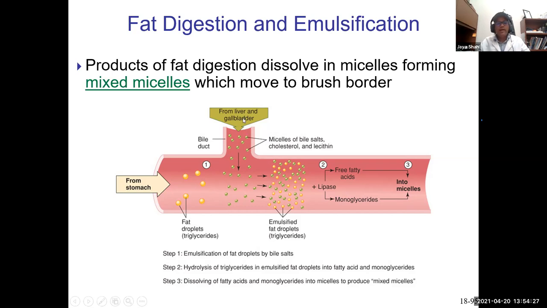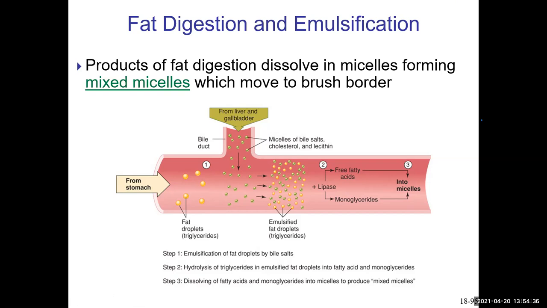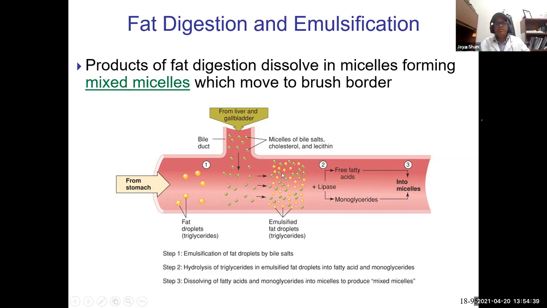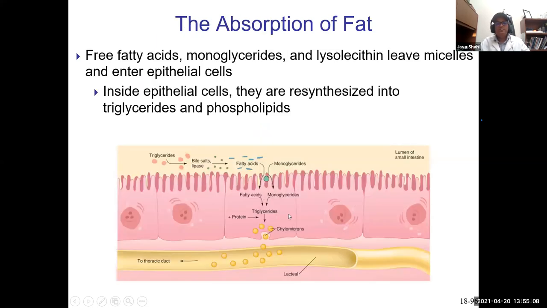So we bring a soap-like compound, which is the bile, and that bile then emulsifies the fat because the soap gets around the small particles of the fat and mixes them, emulsifies them. And then lipase comes, so lipase will have access to each molecule. And then lipase breaks them into free fatty acids and monoglycerides. And then they are turned into micelles. These fatty acids and monoglycerides dissolve into micelles to produce mixed micelles.